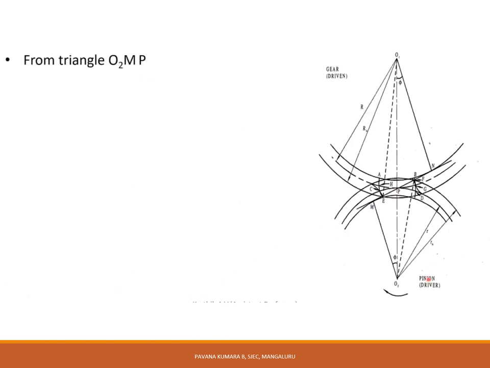So from the triangle O2 MP, this is the first triangle, so that is also similar. Sin phi is nothing but opposite divided by hypotenuse. Opposite is MP, hypotenuse is O2P. From that we can determine MP. So MP is equal to O2P sin phi. O2P is nothing but small r sin phi.